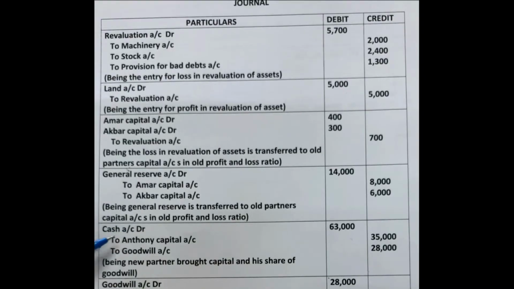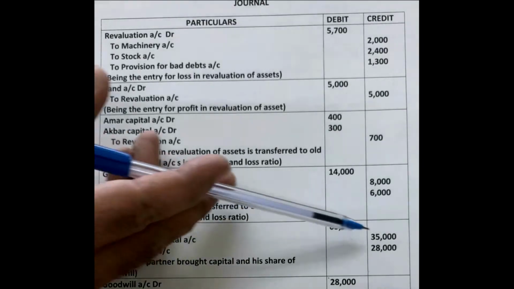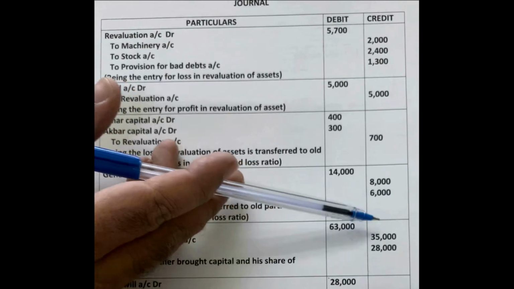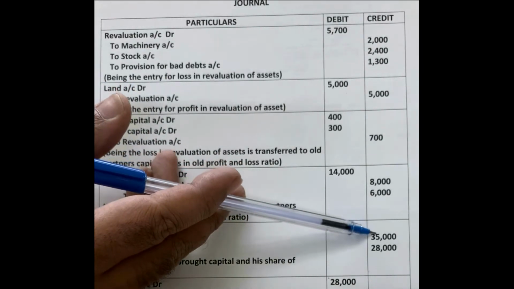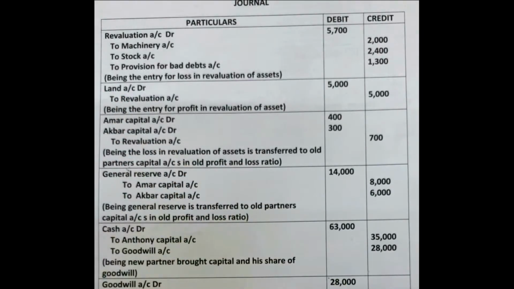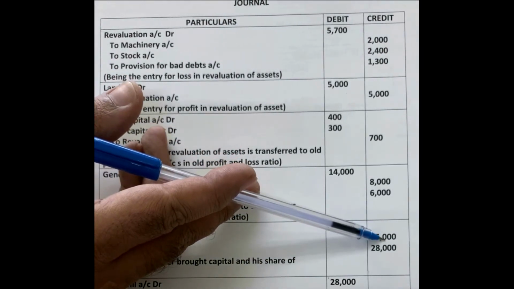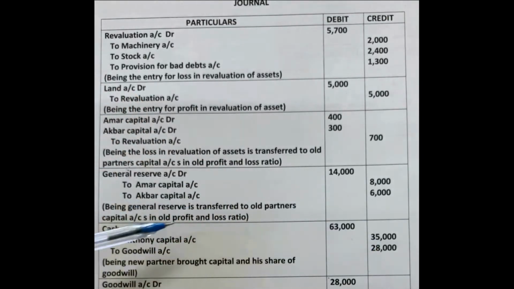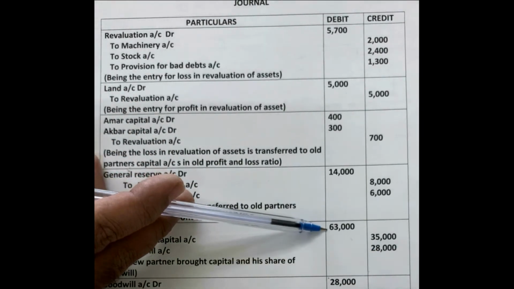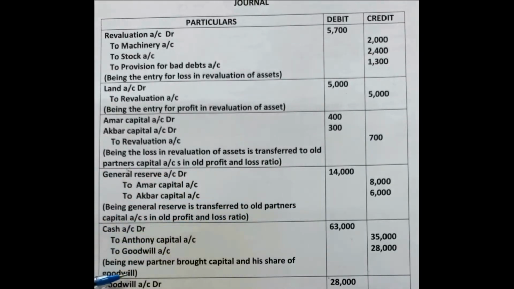Cash account debtor to Anthony capital account, to goodwill account. Anthony brought 35,000 rupees as capital. For Anthony capital, write down 35,000 rupees in the credit column. Anthony brought 28,000 rupees towards goodwill. So for goodwill in the credit column show that 28,000 rupees. Add these two amounts and for cash write down 63,000 rupees in the debit column. Come to the narration: new partner is bringing capital and goodwill. Being new partner brought capital and his share of goodwill.